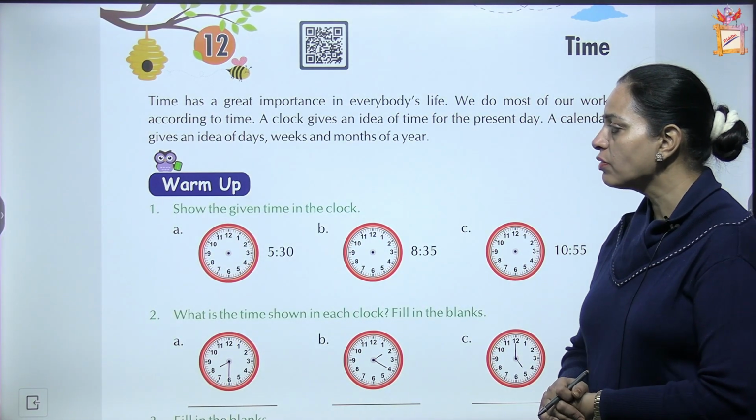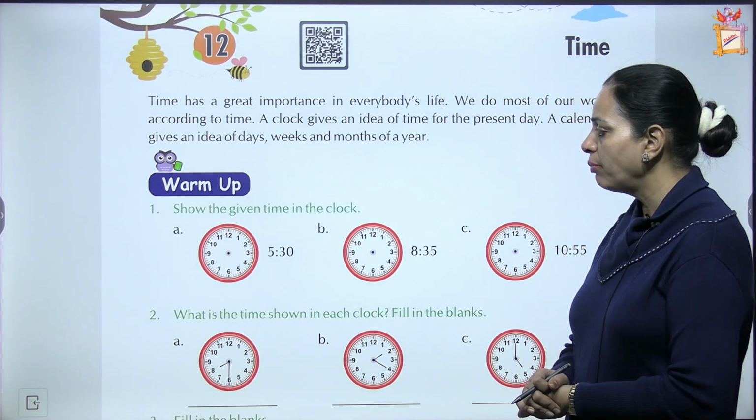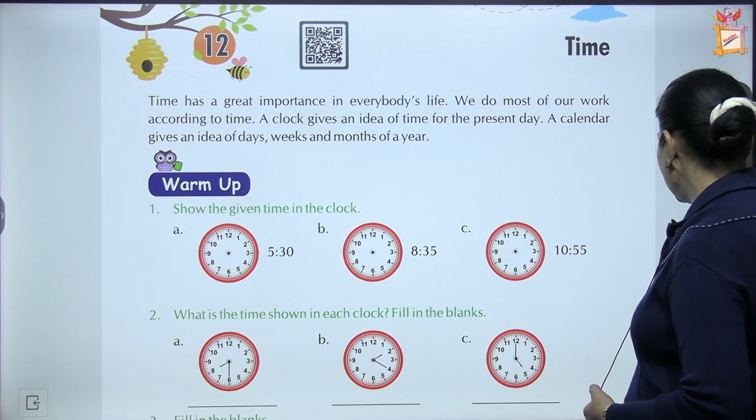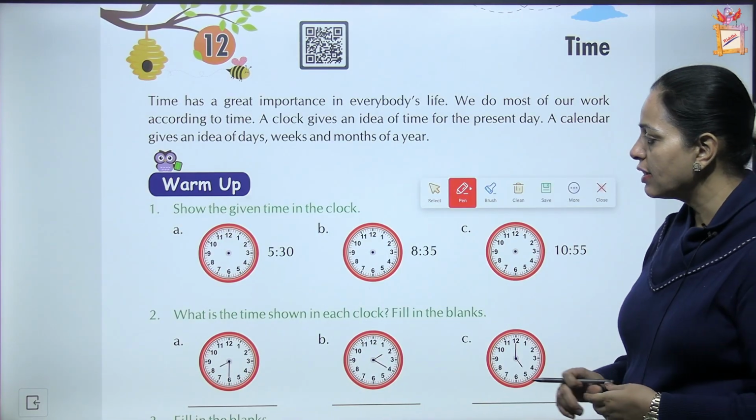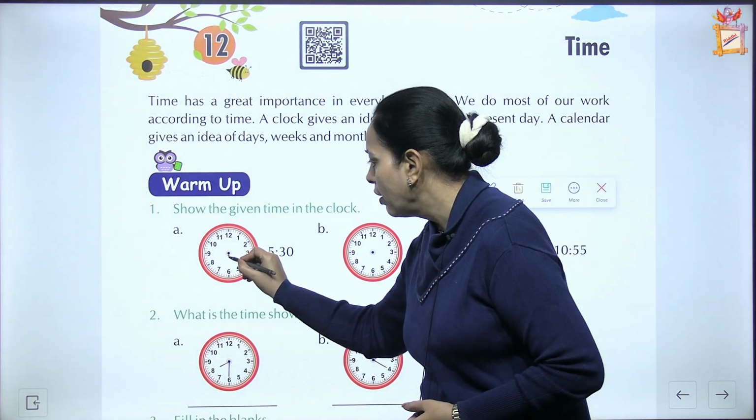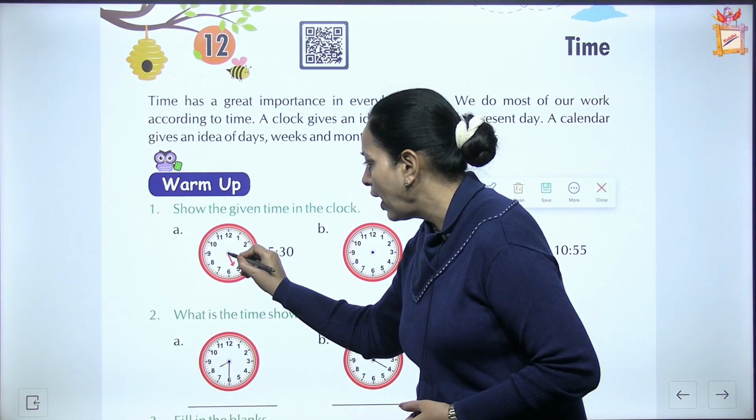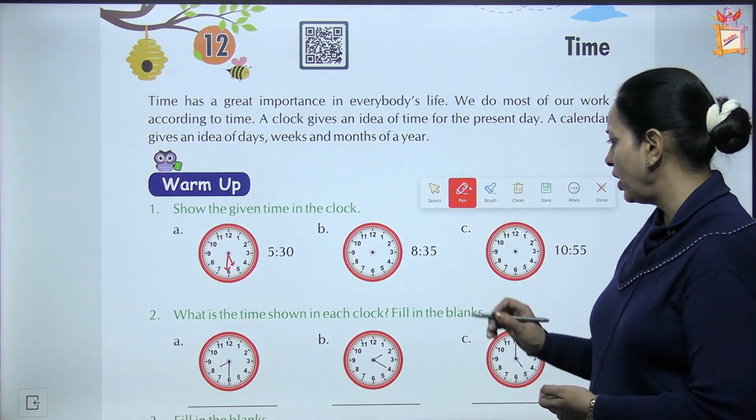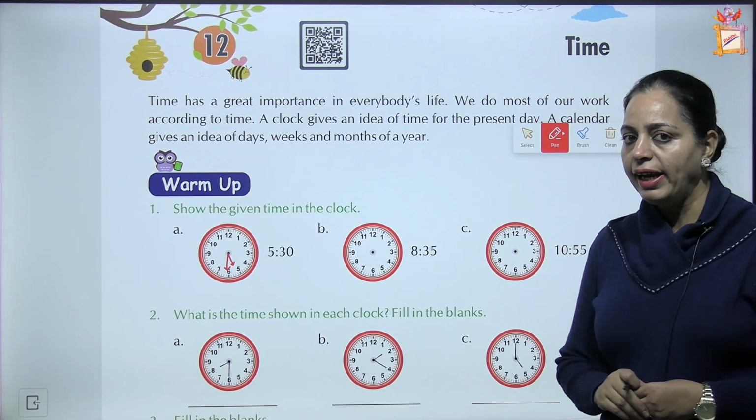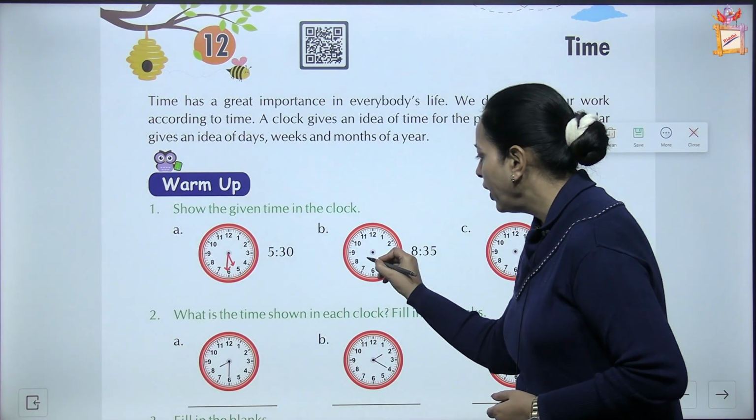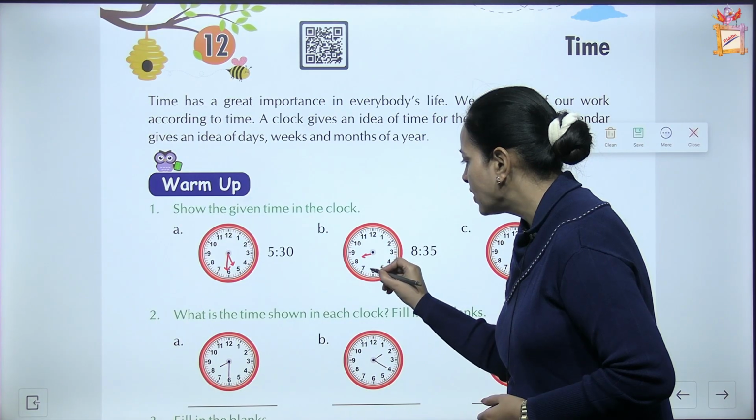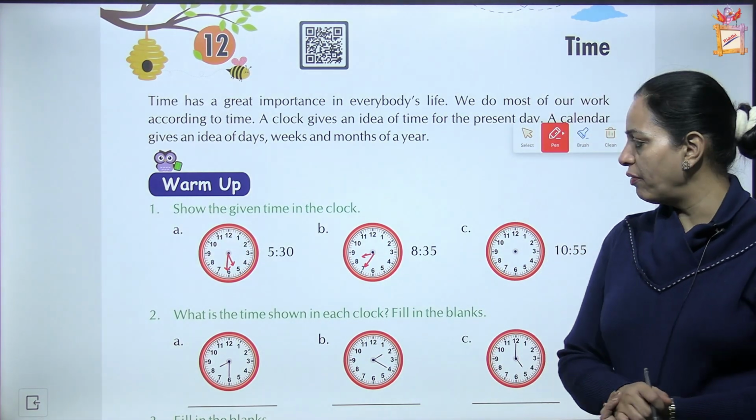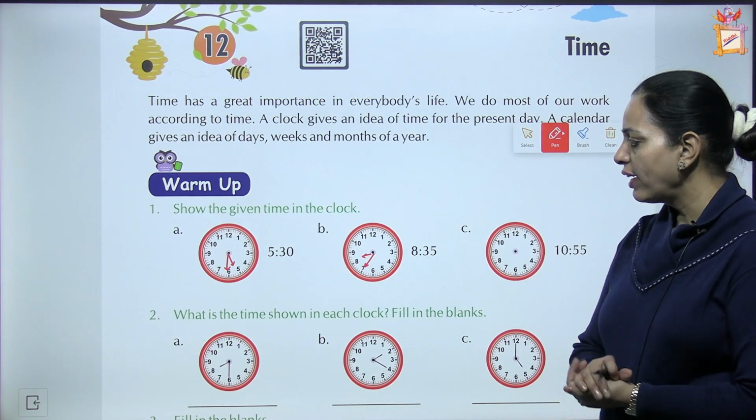Now warm up. The first one, show the given time in the clock. So this is A part, 5:30. So 5:30 means our hour hand is between 5 and 6, and 30 minutes, so the minute hand is at 6. Okay. Now here B part, 8:35. So our hour hand is a little ahead of 8, and it's 35 minutes, so the minute hand is at 7. Okay, similarly you can try C part.